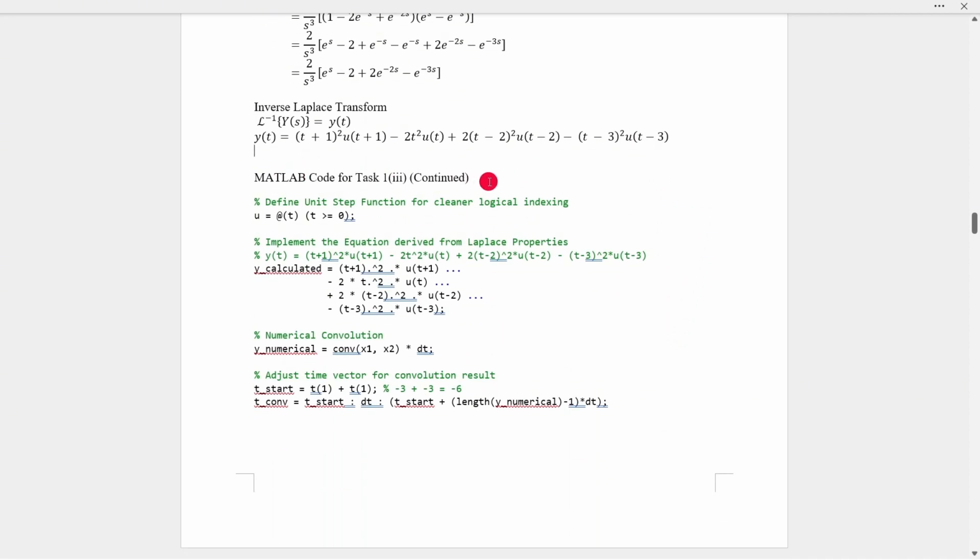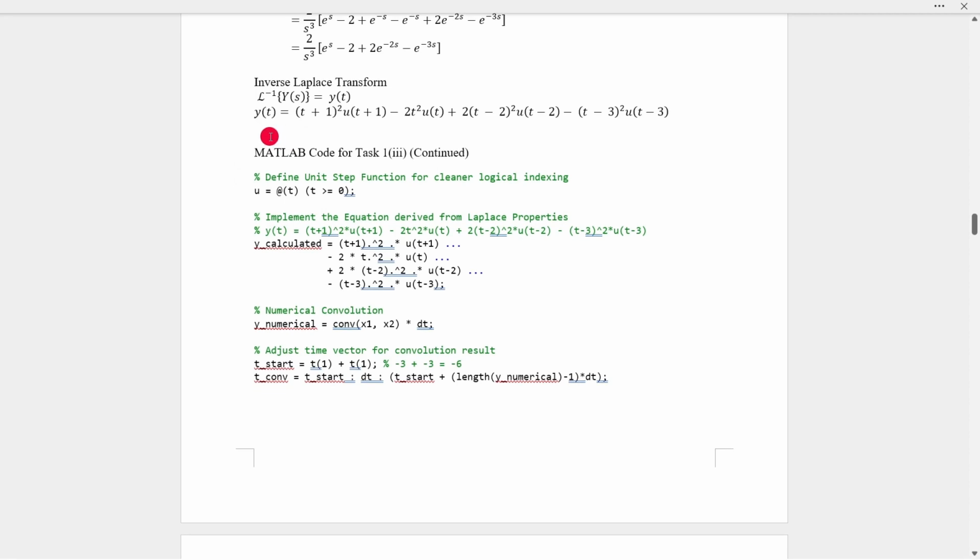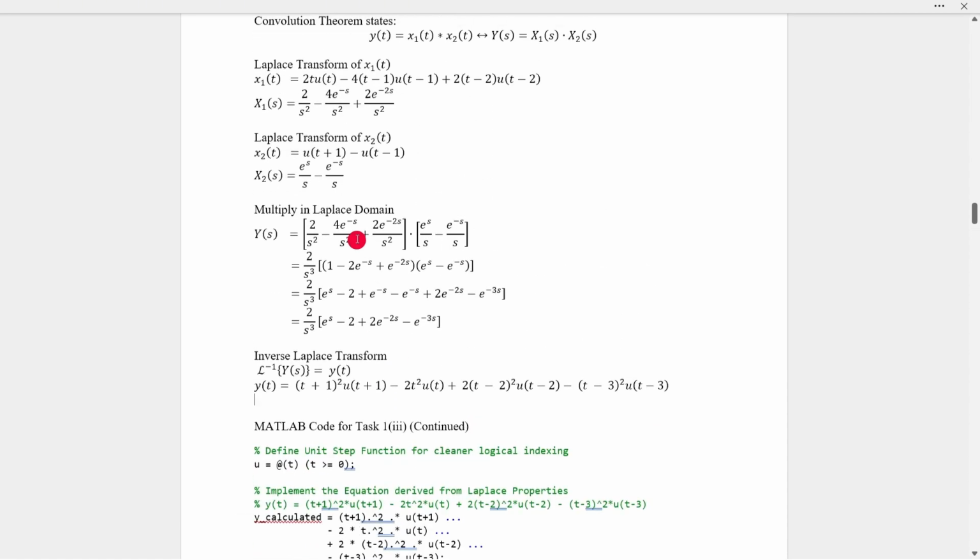So the MATLAB code for the third task will be this. Define a unit step function first, then y analytical is the equation derived from the inverse Laplace transform, this one, and y numerical is the convolution directly using x1 and x2.